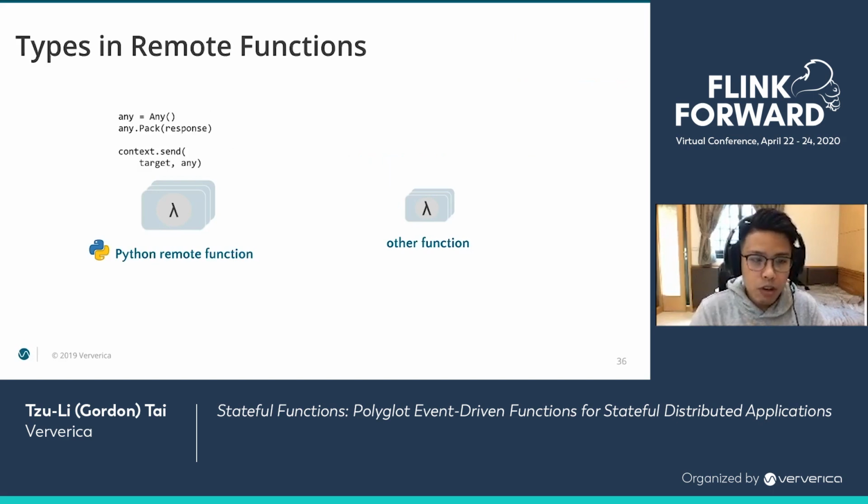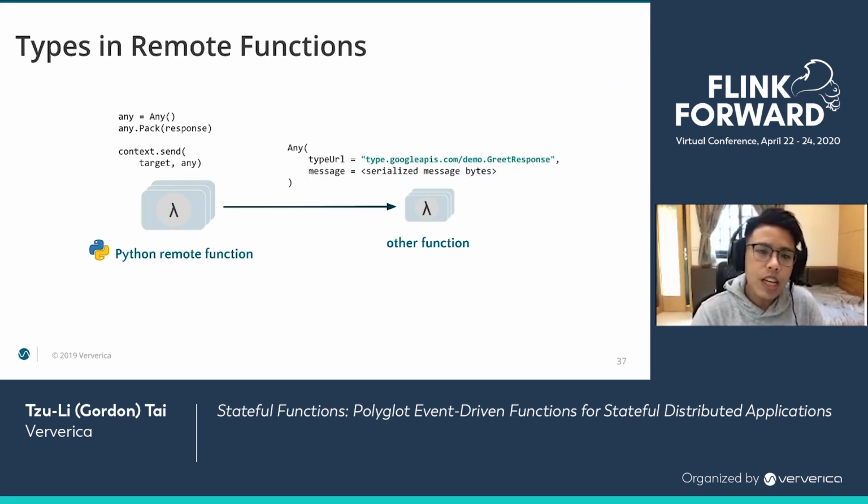And when the remote function wants to send out a message, it also needs to use the protobuf Python library to pack its response, which let's say is a GREET response type, into an Any and then sends it out to the other function, which on its receiving side needs to also unpack this to the type that it works with.